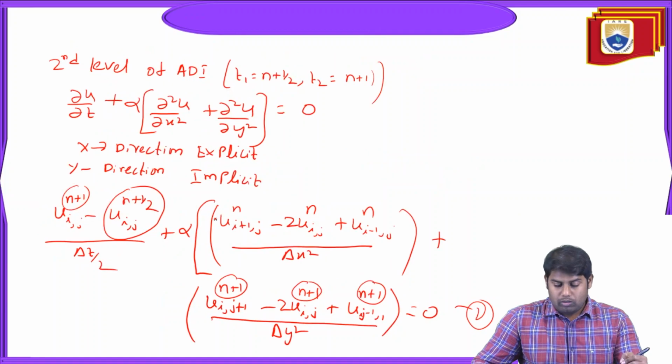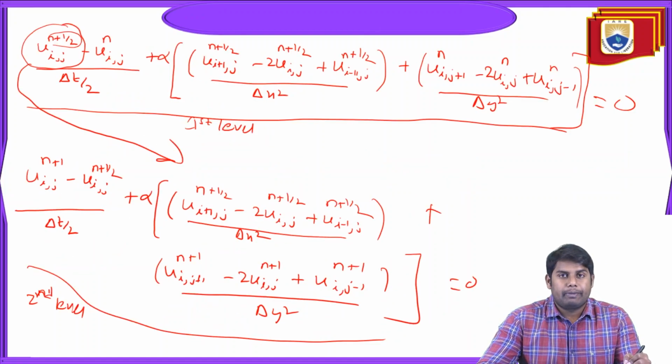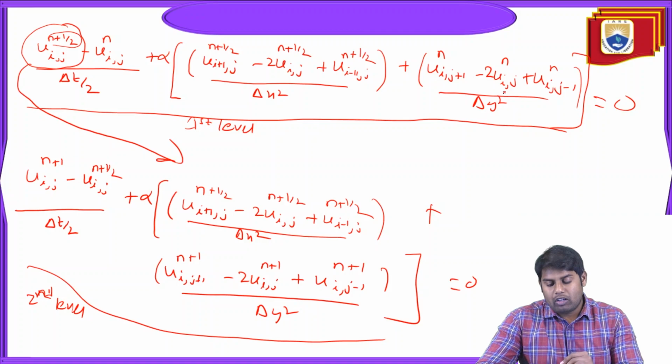So by doing these two aspects, what is the advantage? When we do a fully implicit method, we have more unknowns. When we do one direction implicit and one direction explicit, we get the values along the y direction in one half step, and in the other half step we get the values along the x direction. So this will make a full time step.